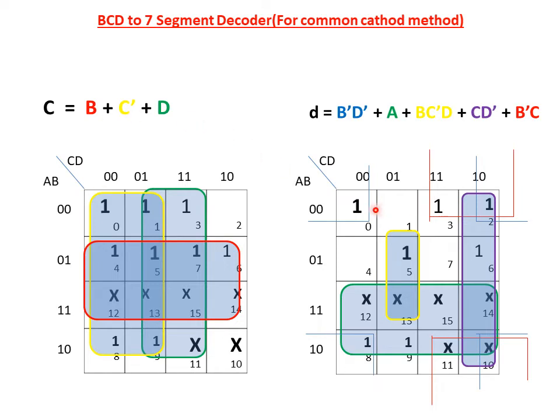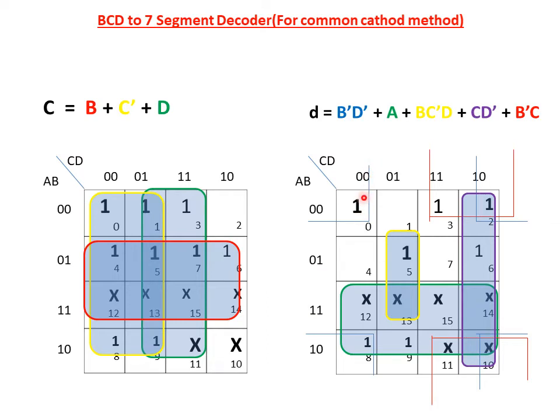For the output D, here we can combine into 8 cells grouping, and this ones we can combine with this one only, so 2 cell grouping, and this one we can combine with these 4 cells, and this one is combined with these 2 cells, so it will make it as 4 cell grouping. Now this one we can group it into all corner ones.